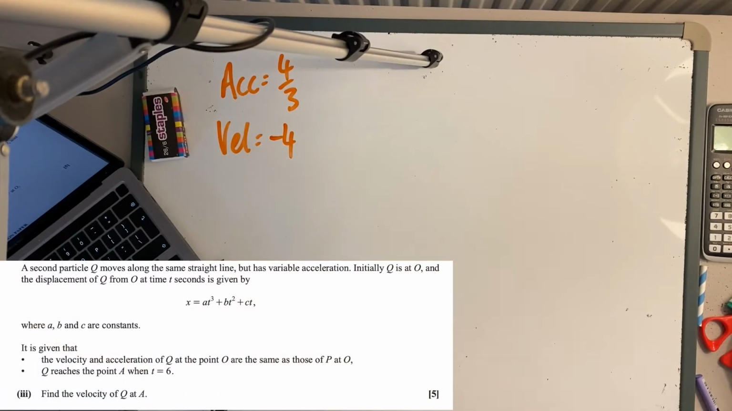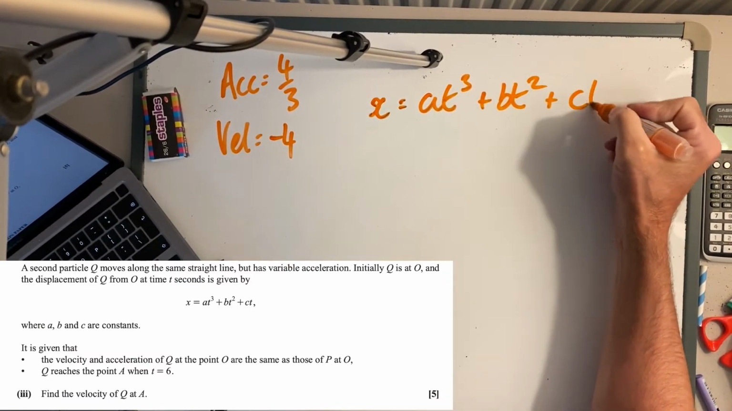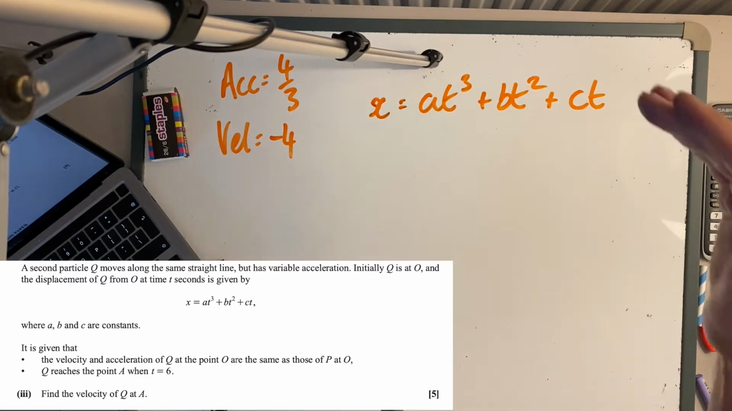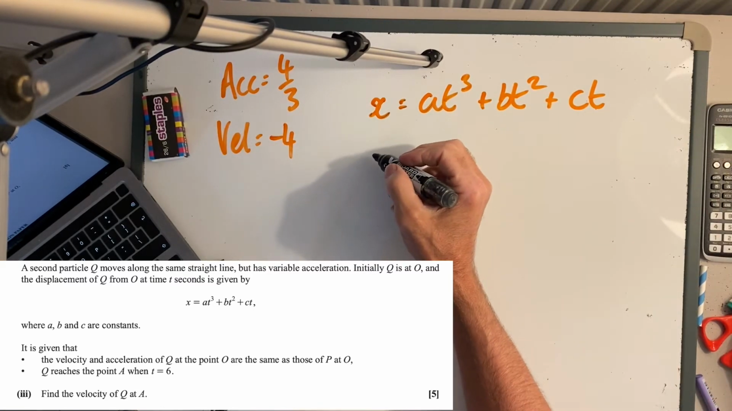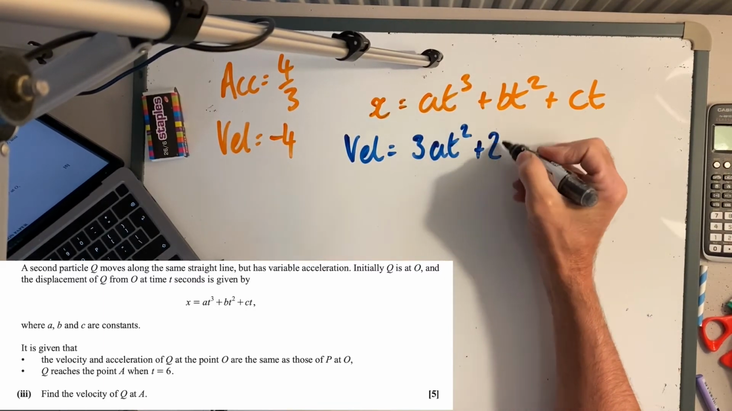Right, now it says the second particle Q, you can read that. So the displacement of Q from O is x equals a t cubed plus b t squared plus ct. This is displacement. So if I want to find the velocity, I'll differentiate that because that is distance over time. So if I differentiated this, that would be the x dot and that could be my velocity. So that'll be 3at squared plus 2bt plus c.